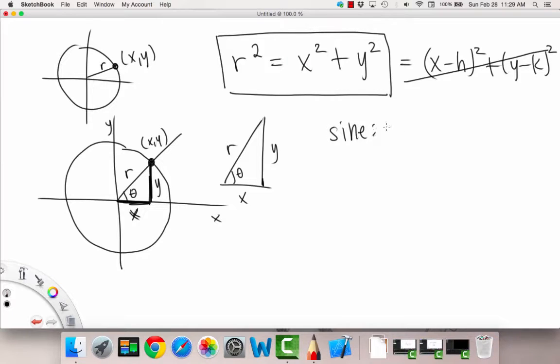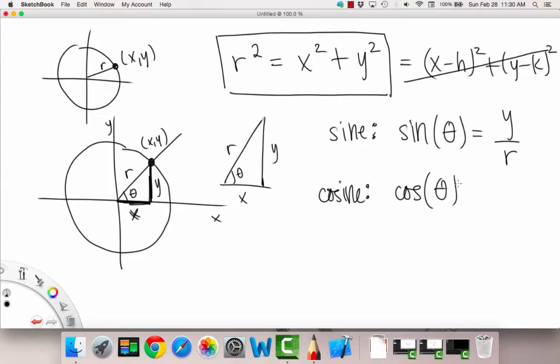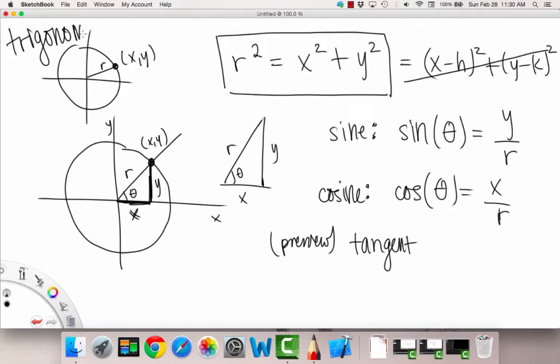Sine of an angle, whatever theta is, is denoted sin of that angle and is equal to y over r. Cosine of that same angle is equal to x over r. Also, just as a preview, not necessarily in this section, there's another function called tangent. These are all called trigonometric functions, or trig functions, because they relate to trigonometry. Tangent of our angle, denoted tan, is equal to y over x.